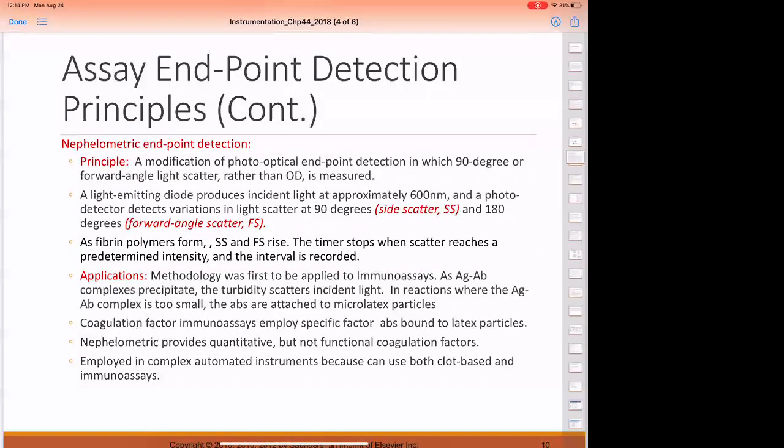This methodology was the first to be applied to immunoassays. As the antigen-antibody complex precipitates, the turbidity scatters incident light. In reactions where the antigen-antibody complex is too small, the antibodies are attached to microlatex particles. Coagulation factor immunoassays employ specific factor antibodies bound to latex particles. Nephelometric methods provide quantitative but not functional coagulation factors, and these are employed in complex automated instruments because they can use both clot-based and immunoassays.